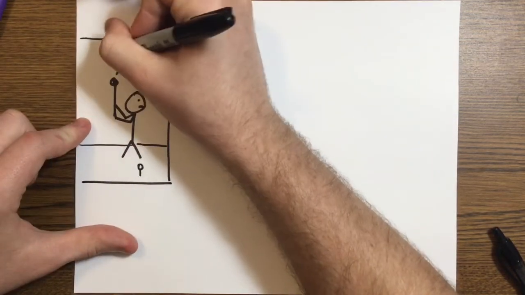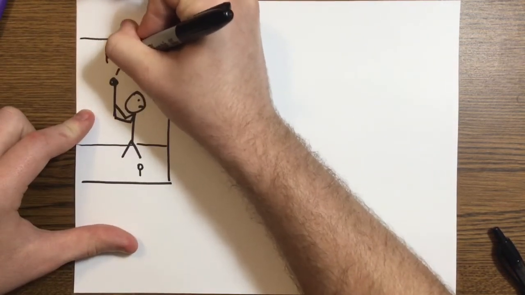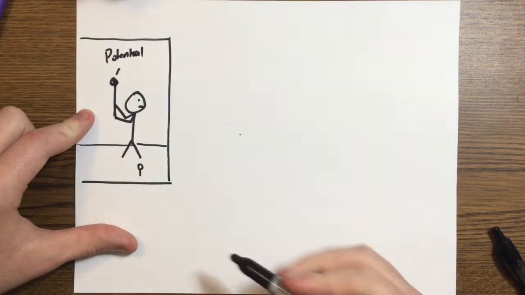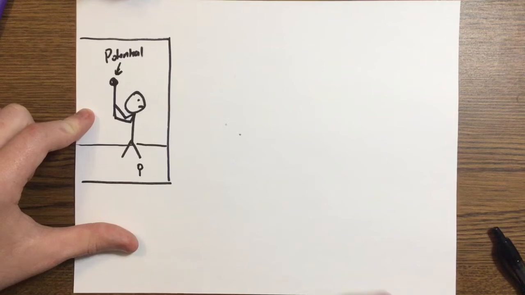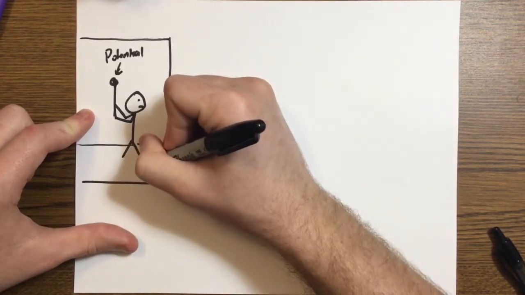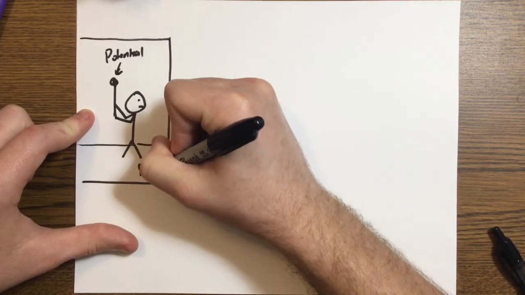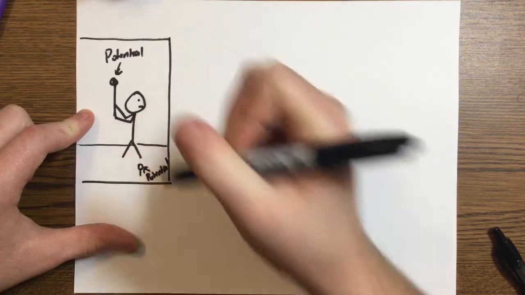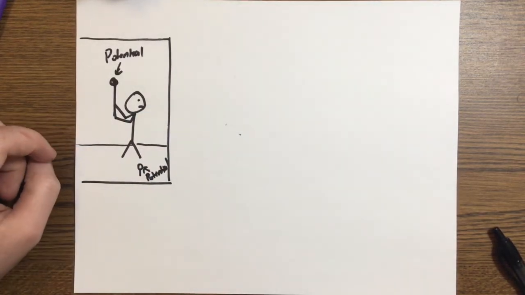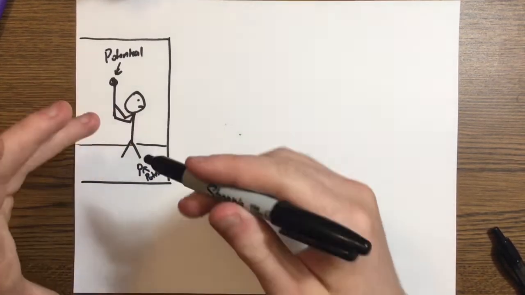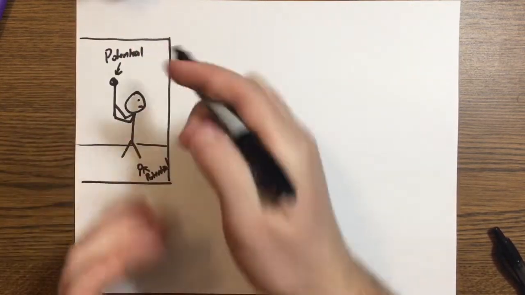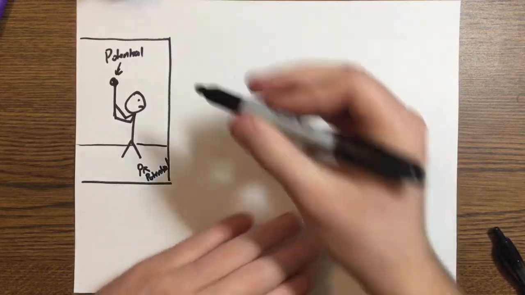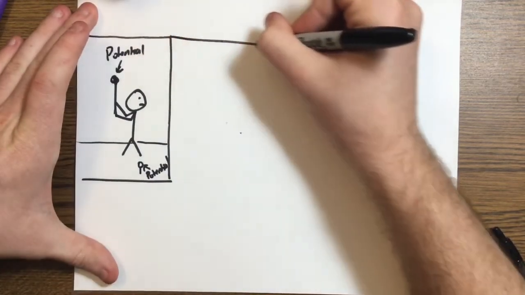So up here, we have potential energy, because this golf club is raised up high. Now, we also have potential energy right here, in the ball, because it's sitting there. It's sitting there with a lot of what's called elastic energy, because it'll squish when the golf club hits it. So let's go to the next frame here.